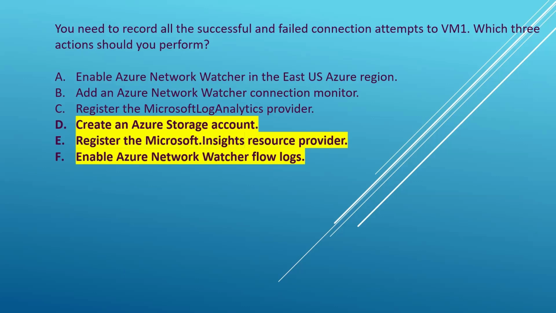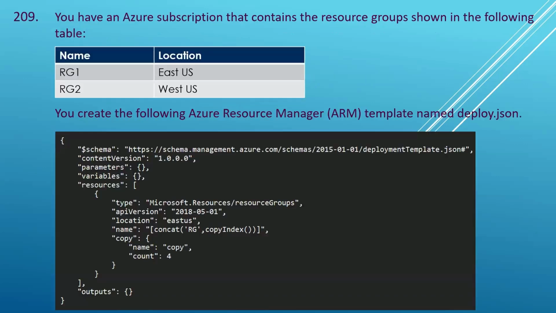This is question number 209. You have an Azure subscription that contains the resource groups shown in the following table. You have two resource groups with the name of RG1 and RG2, and the location of RG1 is East US and the location of RG2 is West US.